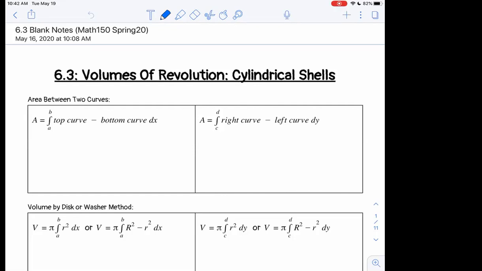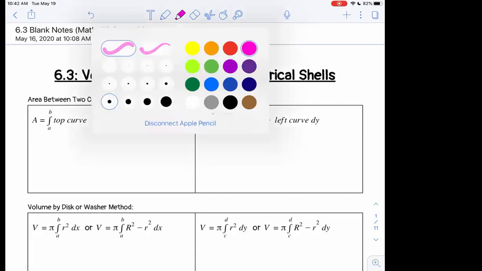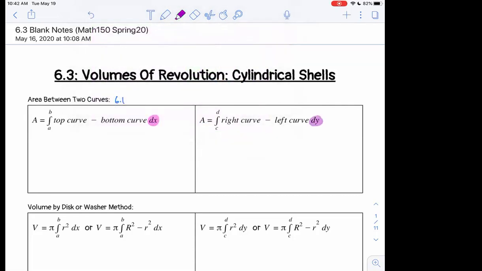But before we talk about the cylindrical shells method, what I thought we could start off with is a little review of what we learned in chapter 6. We started chapter 6 by looking at the area between two curves. This was section 6.1 in our textbook. And we took a look at two different situations: one where we could have things that were dx, and another one where we could have things that were dy.